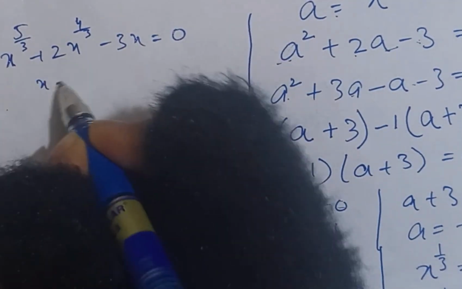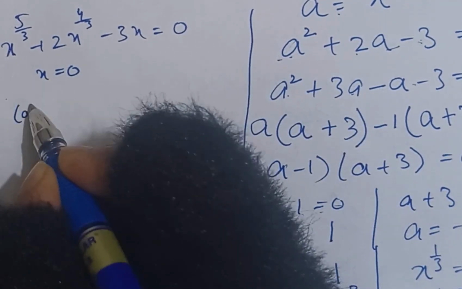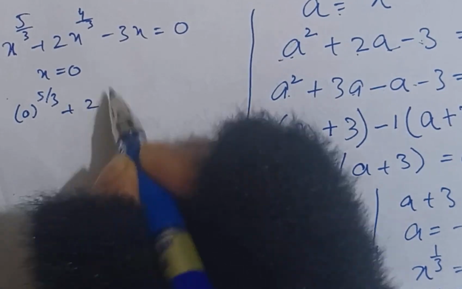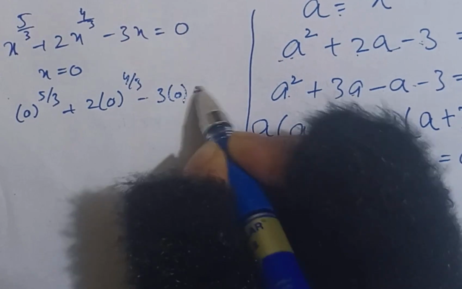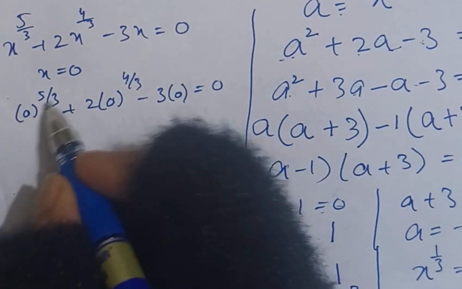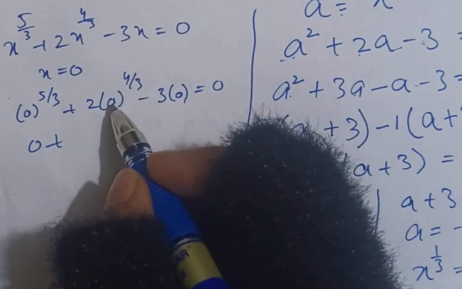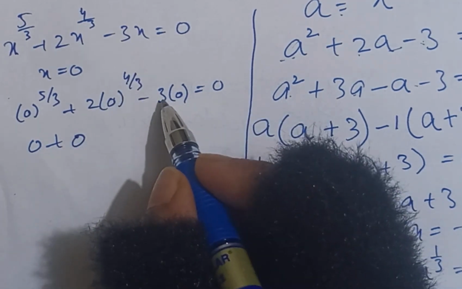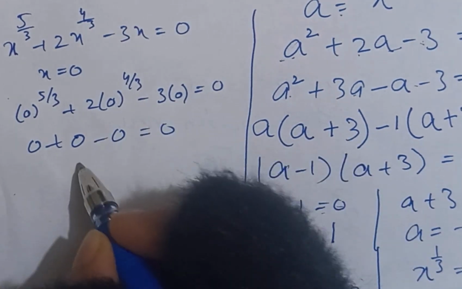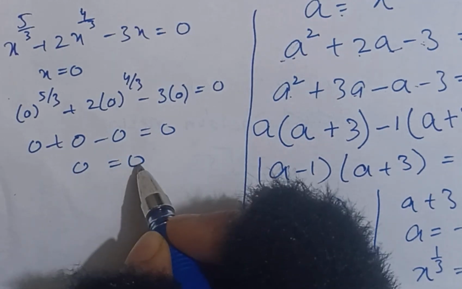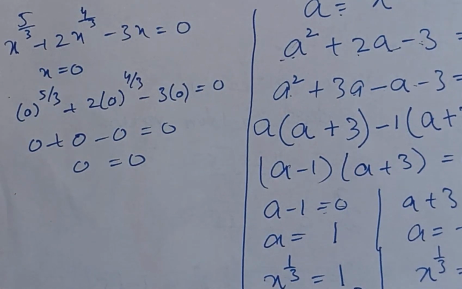First of all, we substitute x is equal to 0. So this will become 0 raised to the power 5 over 3 plus 2 times 0 raised to the power 4 over 3 minus 3 multiplied by 0 is equal to 0. And 0 raised to the power 5 over 3 is 0, and 0 raised to the power 4 over 3 is 0. And if we multiply 0 by 2, then we get 0. And 3 multiplied by 0 is 0. So this is 0 is equal to 0. Left hand side is equal to right hand side. So we have verified x is equal to 0.